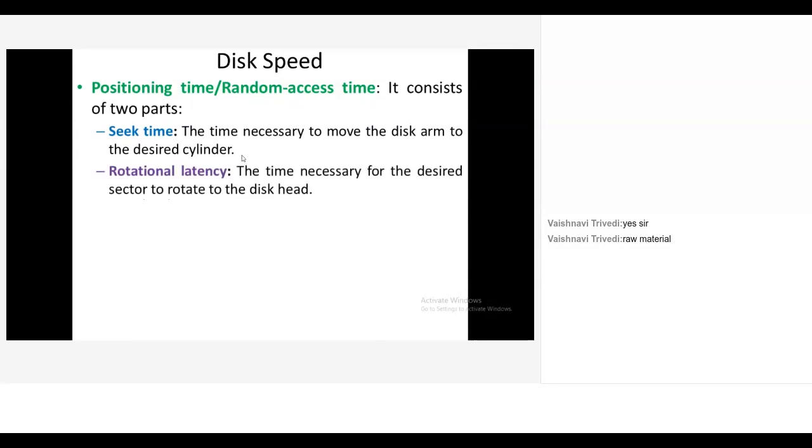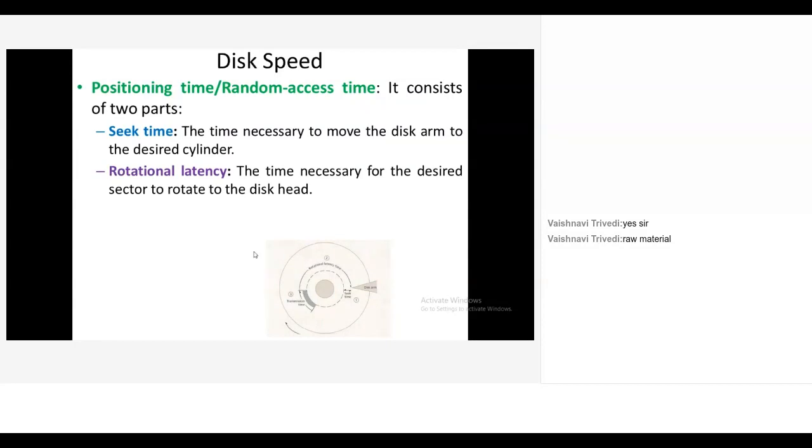And what is rotational latency time? Once you reach the desired cylinder, the time taken to move the desired sector to your disk head is called rotational latency time. Here you can see the cylinder in dotted form. The time taken for this disk arm to reach this cylinder is called seek time. And what is rotational latency? The desired sector is here. The time taken to move it to the disk arm is called rotational latency time.